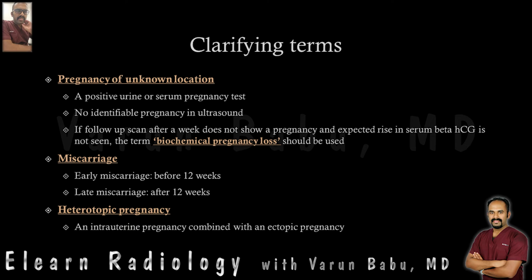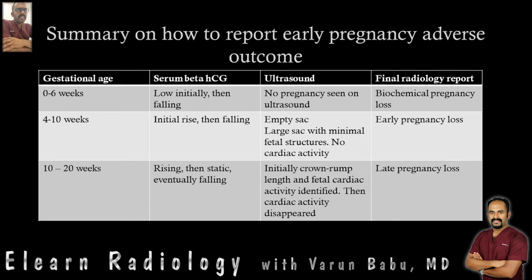An early miscarriage is something that occurs when you detect a pregnancy in ultrasound, but it is before 12 weeks. A late miscarriage is when it is after 12 weeks. What is a heterotopic pregnancy? When an intrauterine pregnancy is combined with an ectopic. So we need to simplify the way we document our reports so that there is clarity in communication both with the patient as well as with the clinician or the physician.